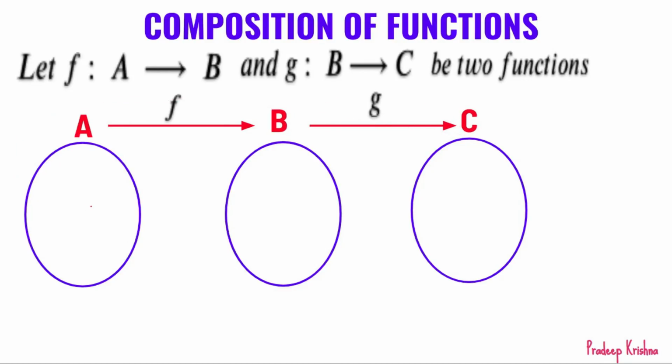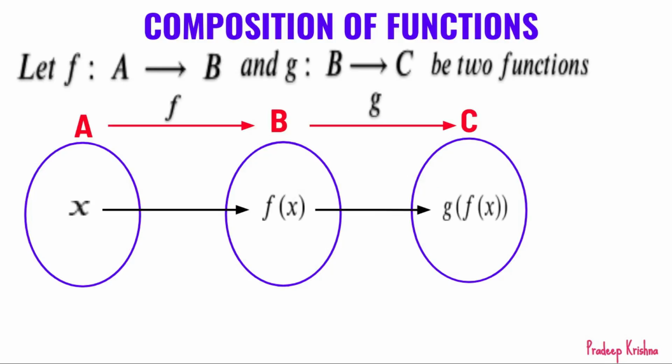Now if we take an element x in A, what is the image of x under f in B? That means f carries x to f of x in B. Now f of x is in B. What is the image of f of x under g in C? That means g carries f of x to C. That element is g of f of x.